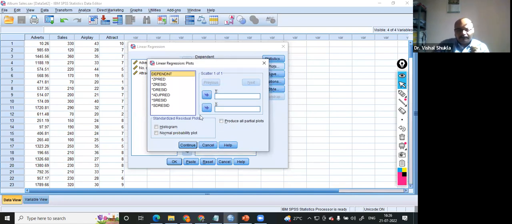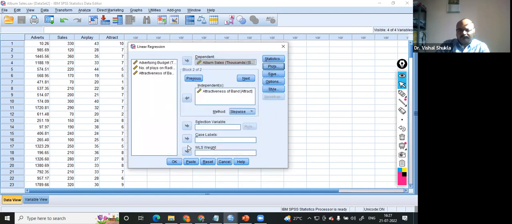here we will plot Z score of the residuals with standardized score of the residuals for getting the normal PP plot, for testing the normality of residual errors. So this versus this, click on histogram, normal probability. Continue.